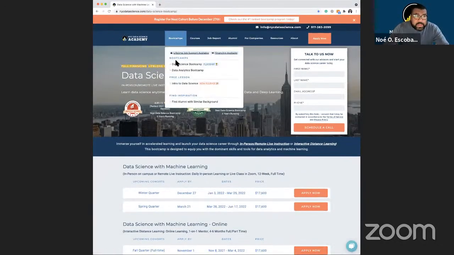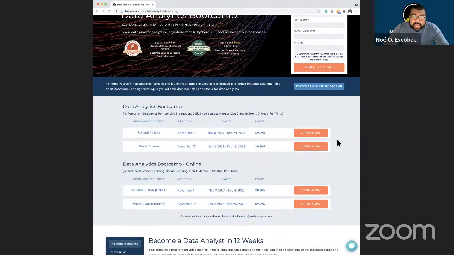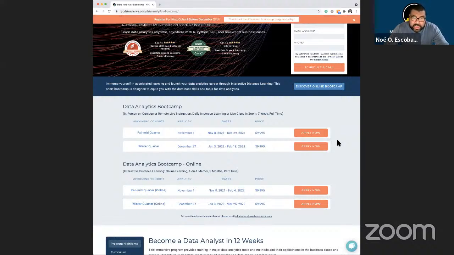And secondly, we do offer a data analytics bootcamp. Very popular. It's definitely picking up steam and has become one of our offerings, additionally to the data science and machine learning bootcamp. It is offered as an in-person 7-week program, as well as an online, self-paced 12-week offering. Our next cohorts, similarly to the data science and machine learning one, are set to begin from November 8th to December 29th, followed by our winter cohort, which is January 3rd through February 18th.